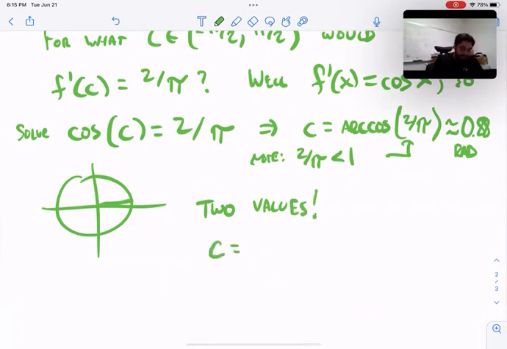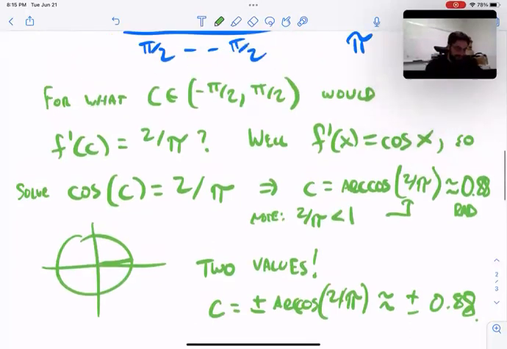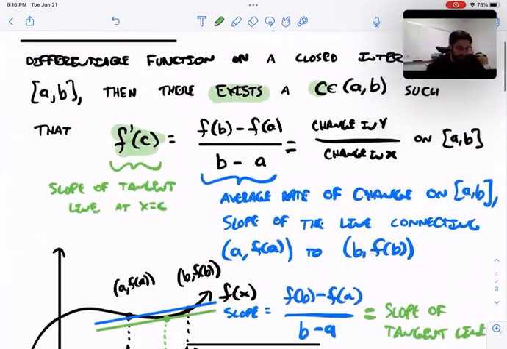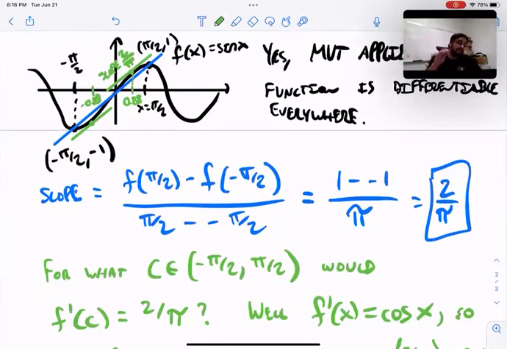So we have C could be plus or minus arc cosine of 2 over pi, which is roughly plus or minus 0.88 radians. So that's our C that is promised by the mean value theorem. And in fact, here there are two. Mean value theorem promised only one, but that's perfectly fine. So this is a statement of the mean value theorem, and then here is an example where we find the instantaneous rate of change perfectly matching the average rate of change on a given interval.